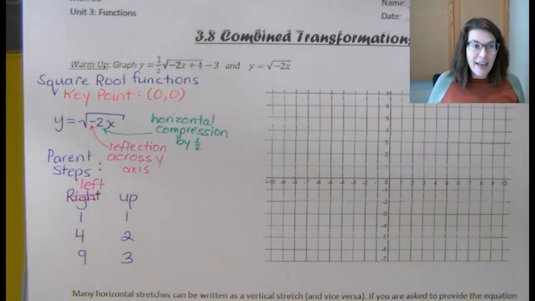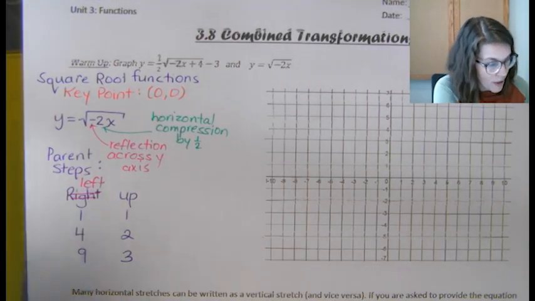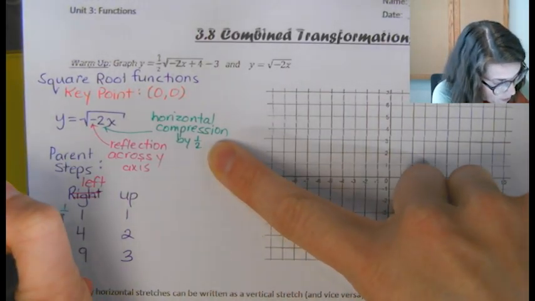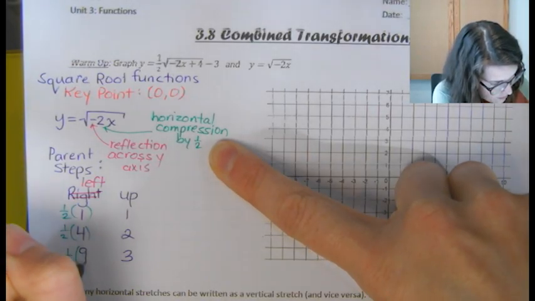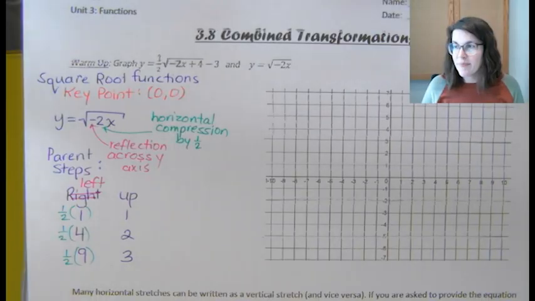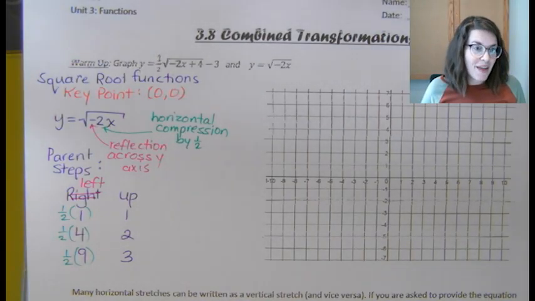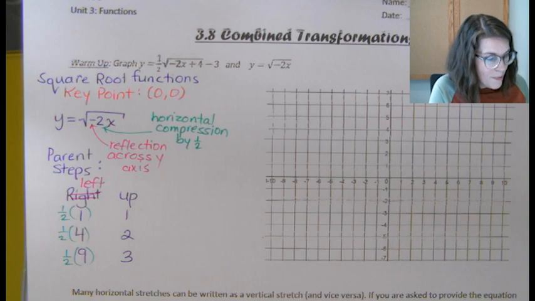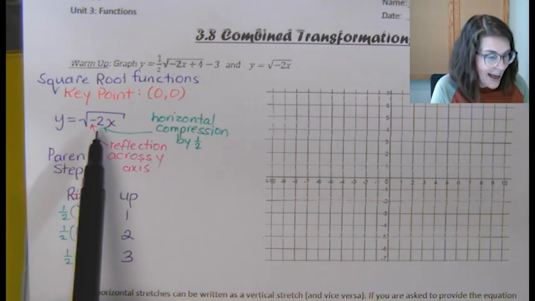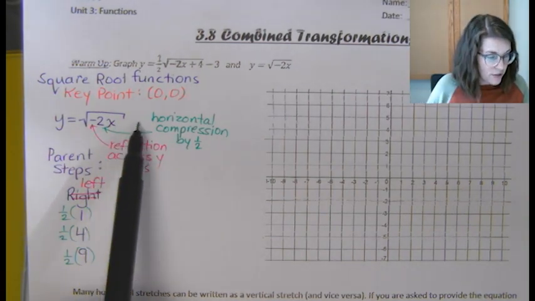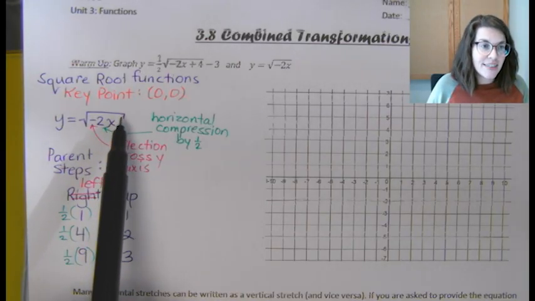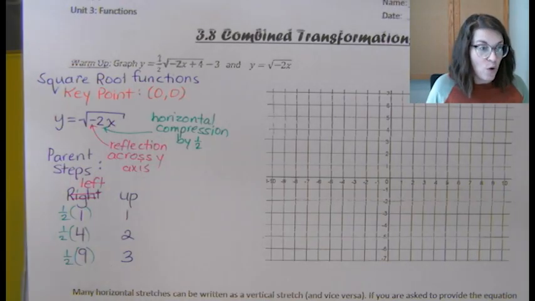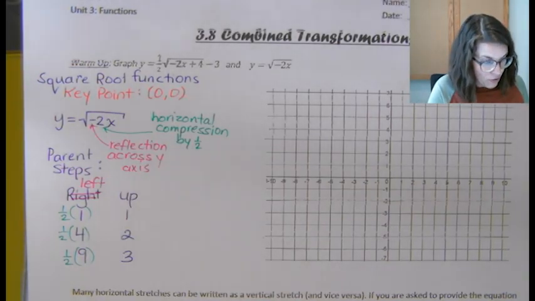How do we take that into account? Well, it's horizontal, so we need to look at the horizontal steps. So we're going to multiply all of these by our 1/2. Now I just need to plot my points. So in this equation, I didn't have a vertical shift, so there's nothing at the end to move it up or down. And there's nothing after the x inside of the square root that would shift it left or right. So my key point stays the same at 0, 0.